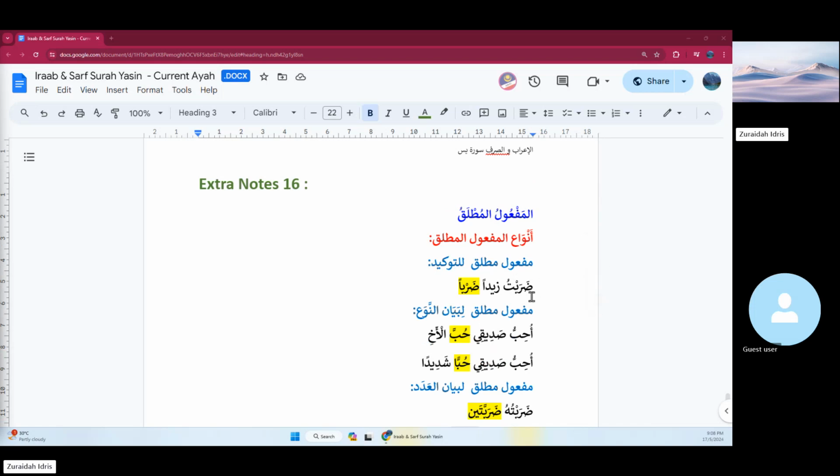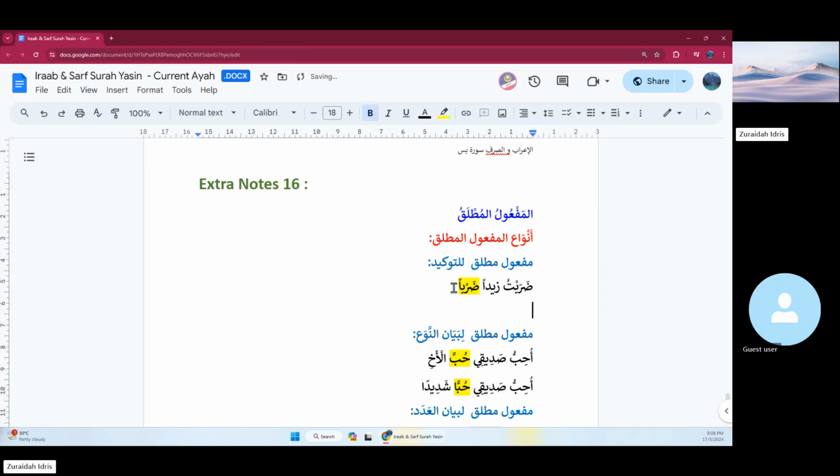So an example here is darabtu zaidan darban. How would you translate this? This is the masdar of daraba, daraba yadribu. So here's darabtu. Daraba is beating. So who's doing the beating here? I. Okay, so I beat Zaid. But how do we translate darban?